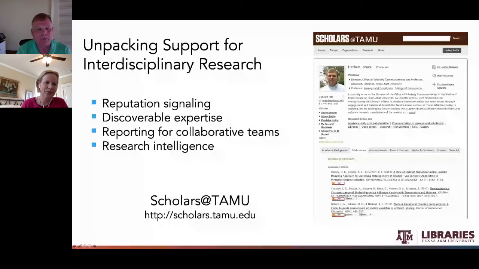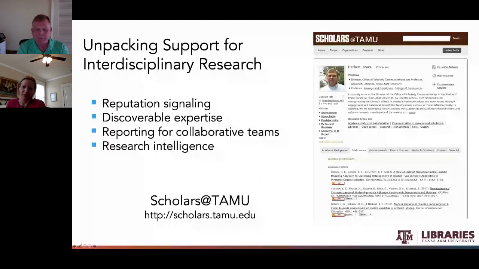One of the outcomes, of course, is that the RIM systems themselves represent authoritative data that can be used for reporting for collaborative teams. In particular, we have found that centers and institutes and other large collaborations have really embraced the use of Scholars and its reporting ability in terms of supporting those centers and institutes' activities.